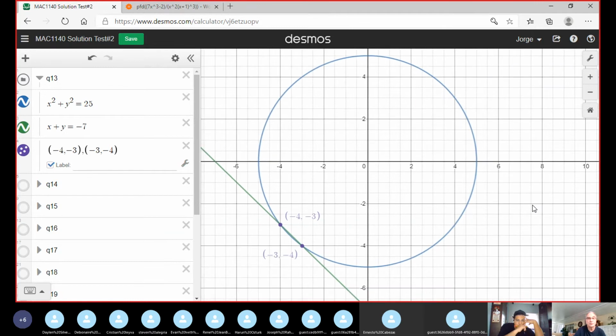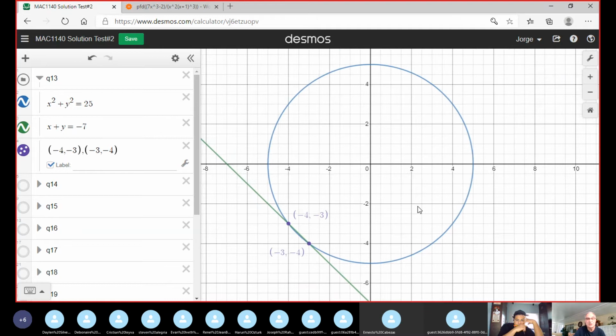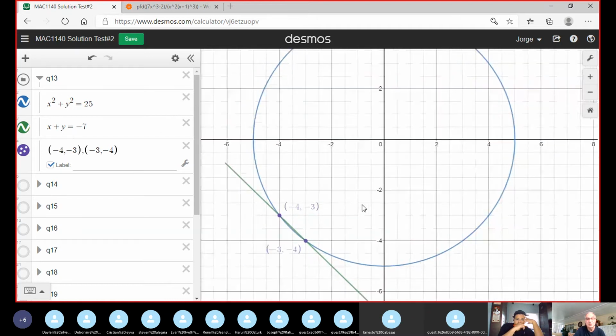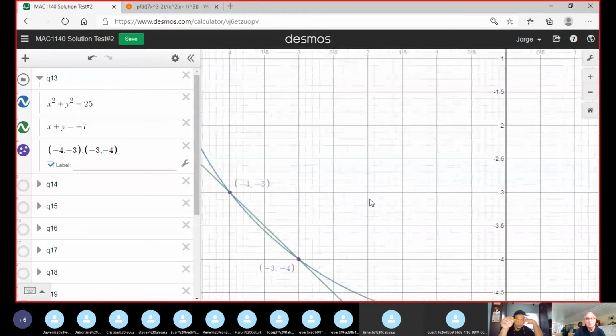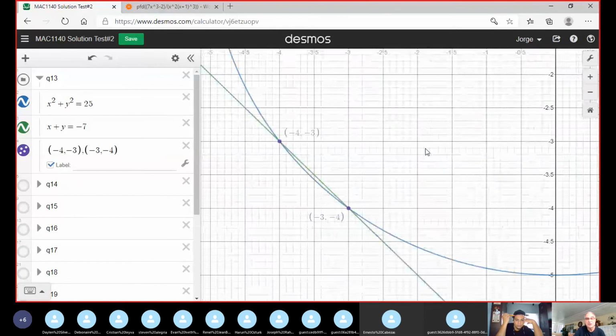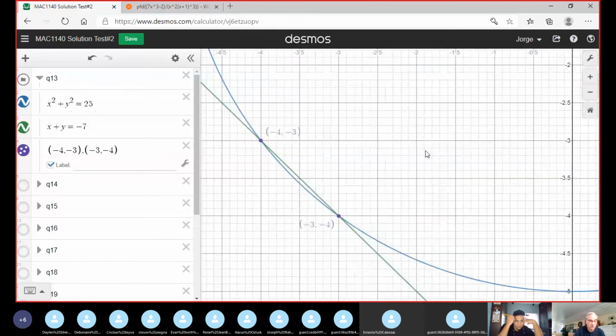Look, wow. The first equation represents a circle. The second equation is a linear equation, it's a line. And the intersection between the line and the circle is 2 points. Here are the points exactly as we computed by hand: -4, -3 and -3, -4. End of the story.